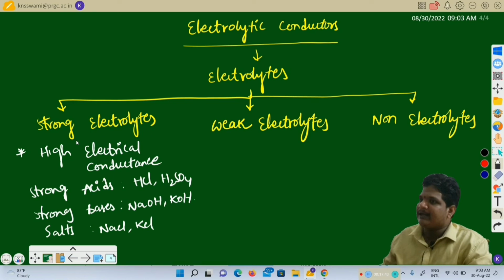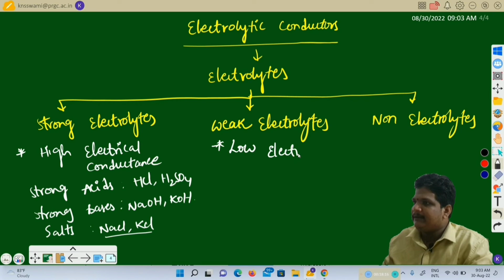Why can these strong electrolytes produce high electrical conductivity? Because these substances undergo 100% dissociation in aqueous media. So strong electrolytes are the substances which undergo 100% dissociation in solution state or molten state. Whereas weak electrolytes show low electrical conductivity, so low electrical conductance.